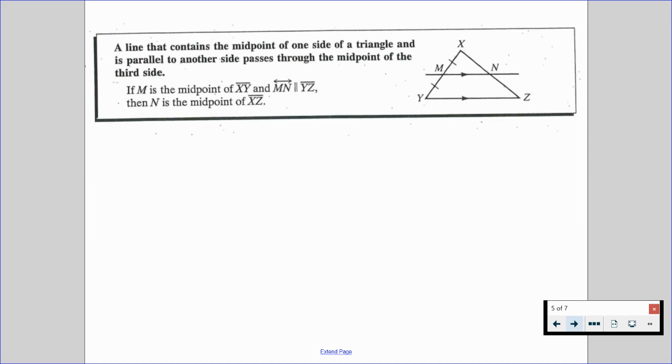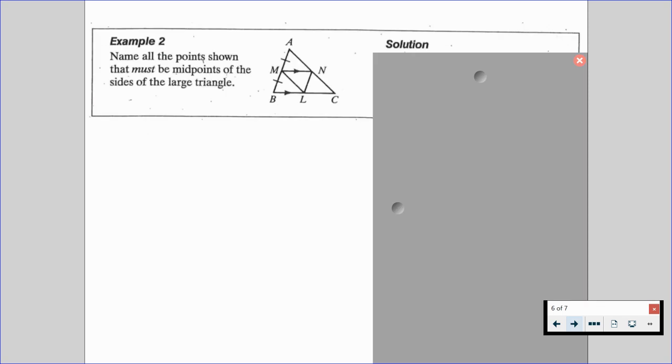So a line that contains the midpoint of one side of a triangle and is parallel to the other side passes through the midpoint of the third side. So if M is the midpoint of segment XY, and line MN is parallel to line YZ, then N is going to be the midpoint of that opposite side, XZ. So we can conclude that N is the midpoint of side XZ. Let's put this into play here.